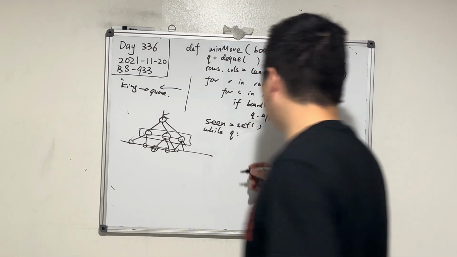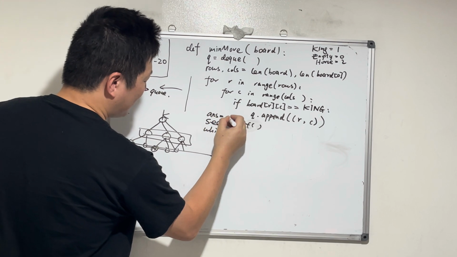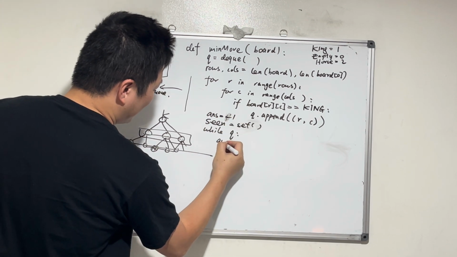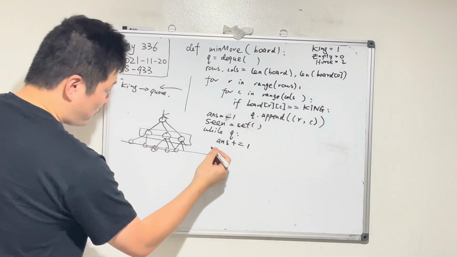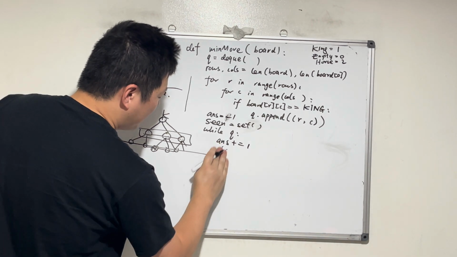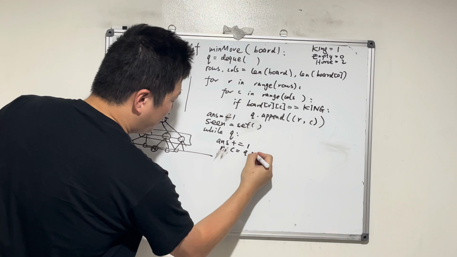So let's do the while queue, and we need to have the answer here. Answer is the level. Answer equals 0. Let's put it at -1, so we can increment it immediately, so that it will become 0. Okay, so now we can do the move. For the current, r, c equals q dot popleft.